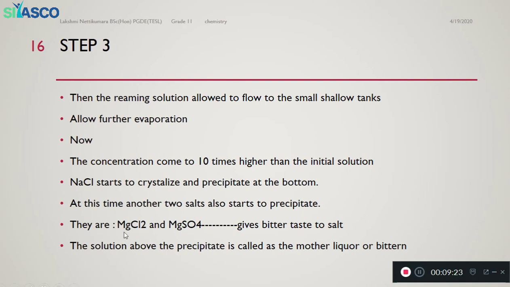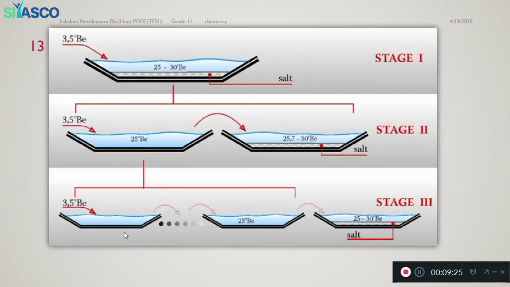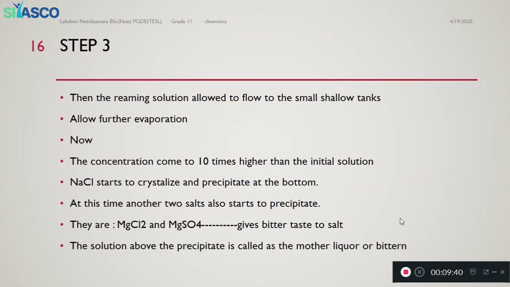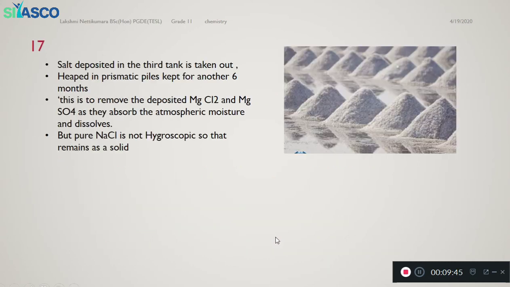Just think about here the salt, sodium chloride, magnesium sulfate, and upper is the water or the solution. This solution is called bittern or the mother liquor. So what we have to do, when the salt starts to deposit in the third tank, we have to take it out and heap it in prismatic piles.